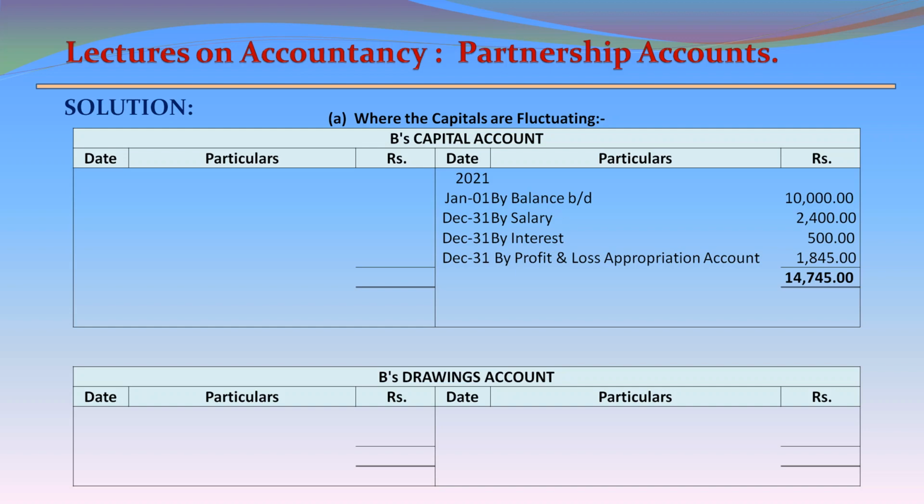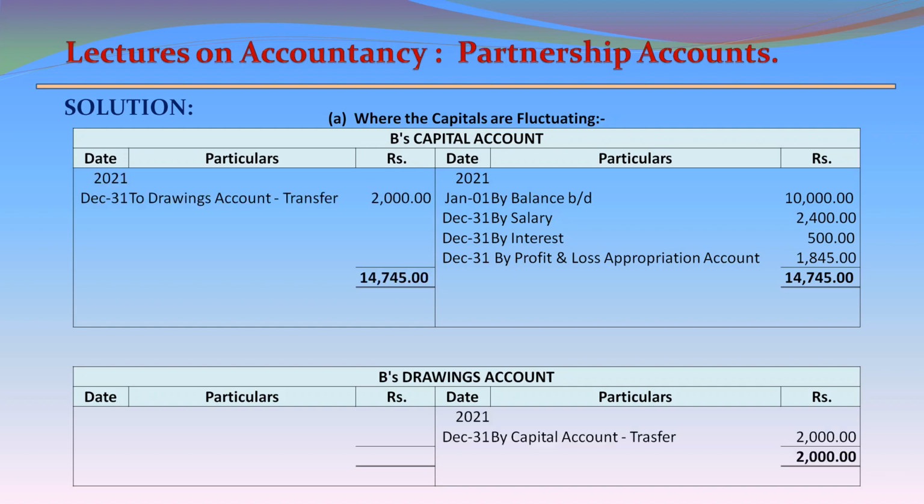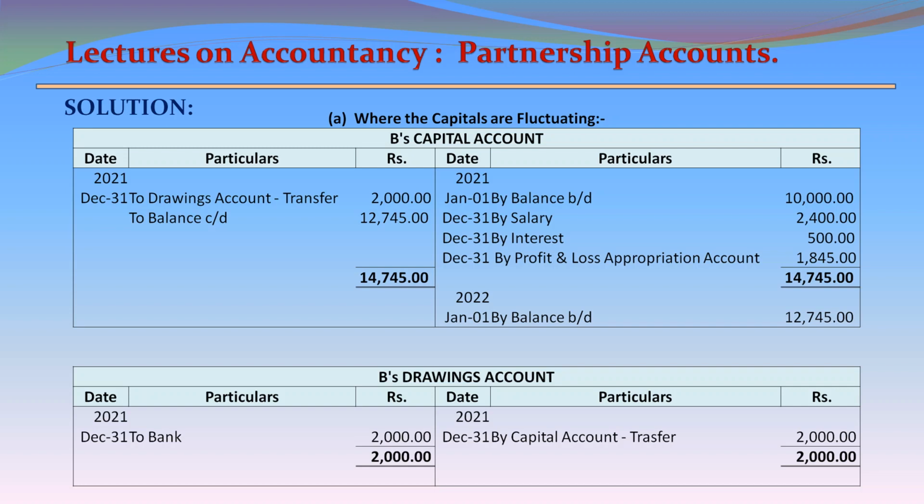Total 14,745. B's capital account on the debit side, to drawings account transfer 2,000, and in the drawings account on the credit side, by capital account transfer 2,000 rupees. B's capital account on the debit side, to balance carried down 12,745, and this is to be brought down for the next period 2022, January 1 by balance brought down 12,745. In the drawings account on the debit side, to bank 2,000 rupees.